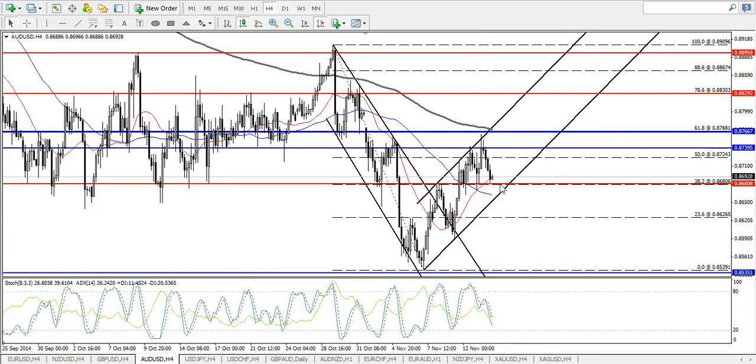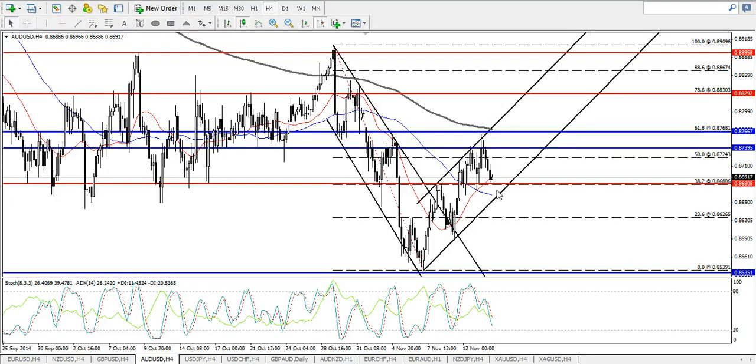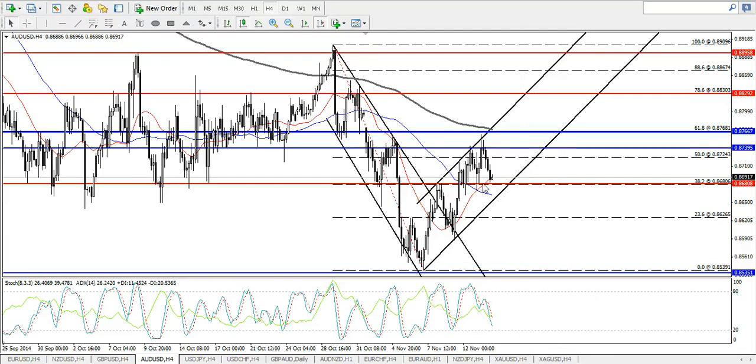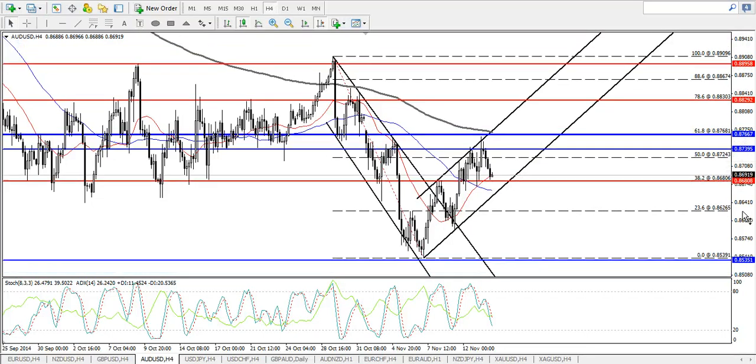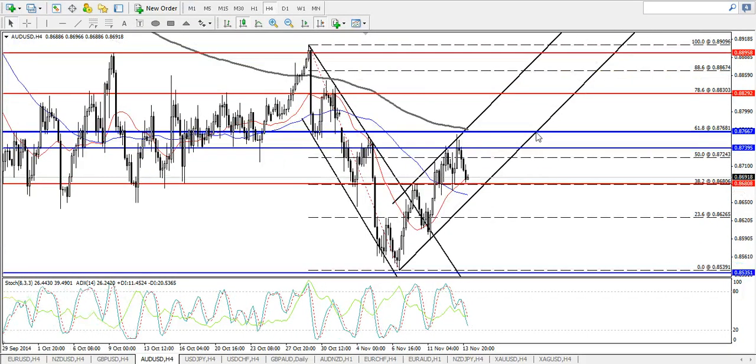Right now it has reached the first level that I'm looking at, the first support level, which is at 0.8680. Once it closes below, there's a very high chance it will break below this rising trend channel and fall even further, all the way to the previous low of 0.8535. That's another exhaustion level, and finally we have 0.8481. So that is pretty much for the Australian dollar against the US dollar.